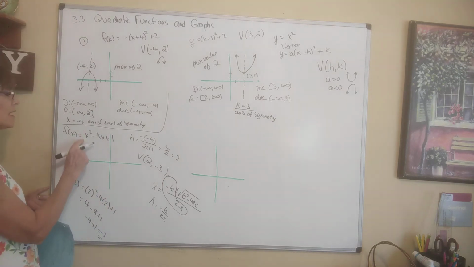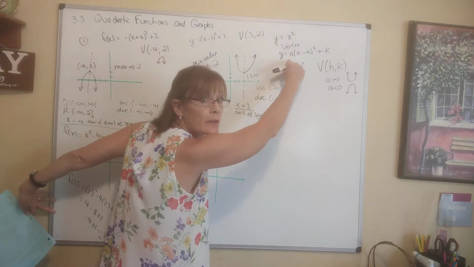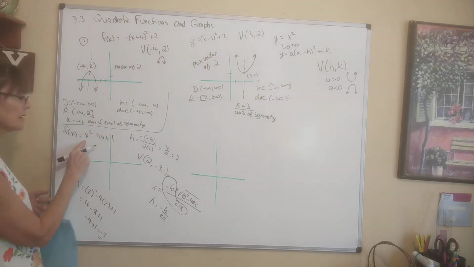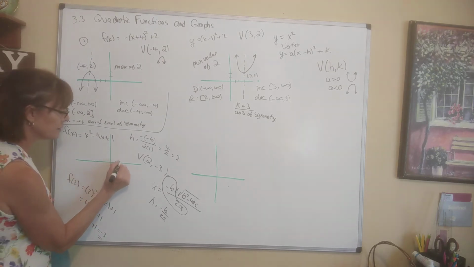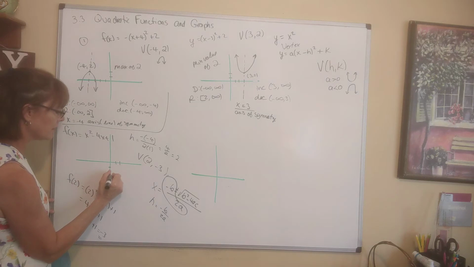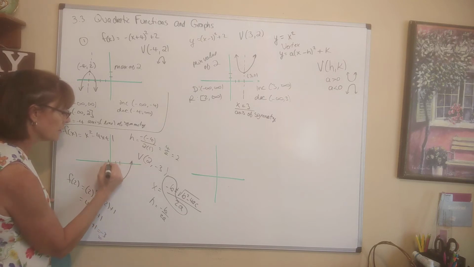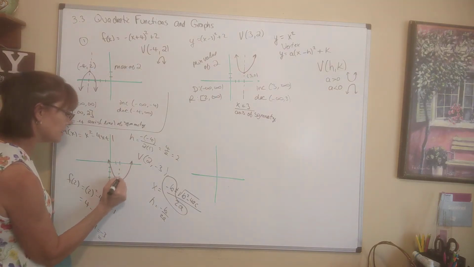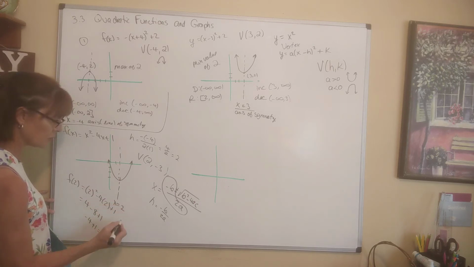This a in front of the x squared is the same a as this. So if this is positive, it's facing up, and it is. So let's go over here. 2, 1, 2, negative 3, negative 1, negative 2, negative 3. We're right here, right? And so we should be facing up. Okay, here is the line of symmetry, and the equation is x equals 2.